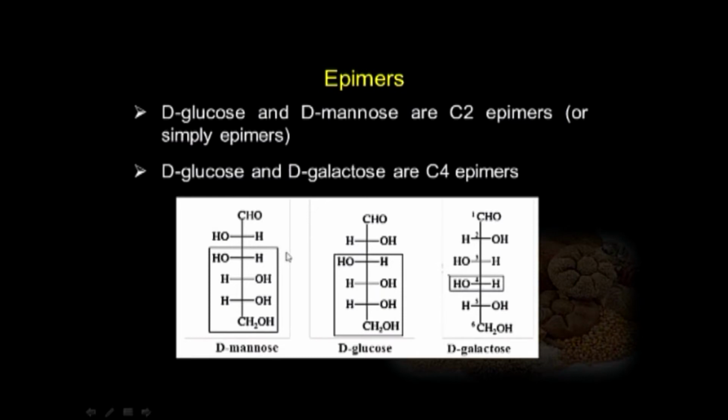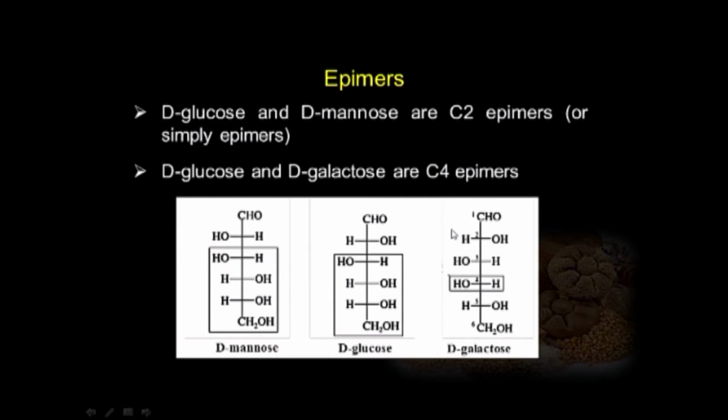as epimers. If we compare this glucose with galactose, we find that at carbon number 2 both have their hydroxyls placed on the right side. Carbon number 3 hydroxyls are placed on the left side. They differ in their configuration at carbon number 4. In galactose this hydroxyl is on the left hand side, whereas in glucose it is on the right hand side. Again at carbon number 5 the configuration is the same. So, glucose and galactose are classified as C4 epimers.